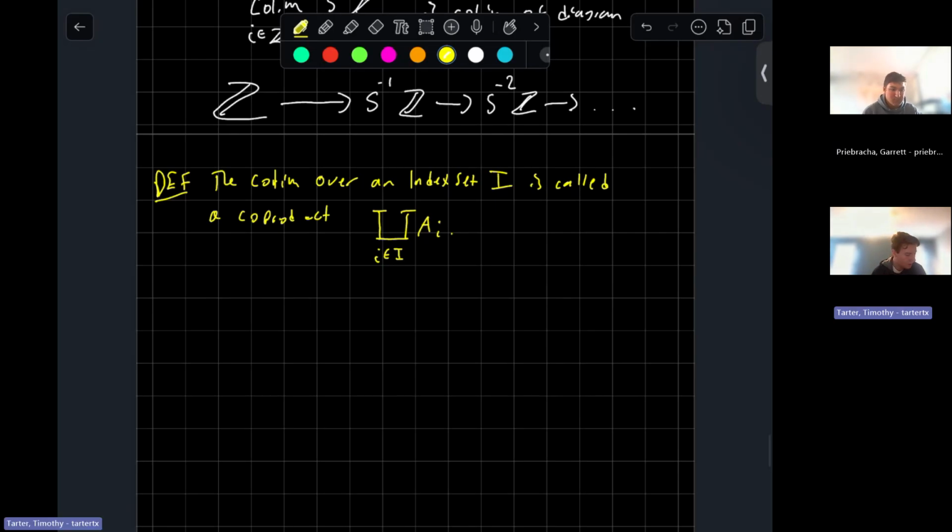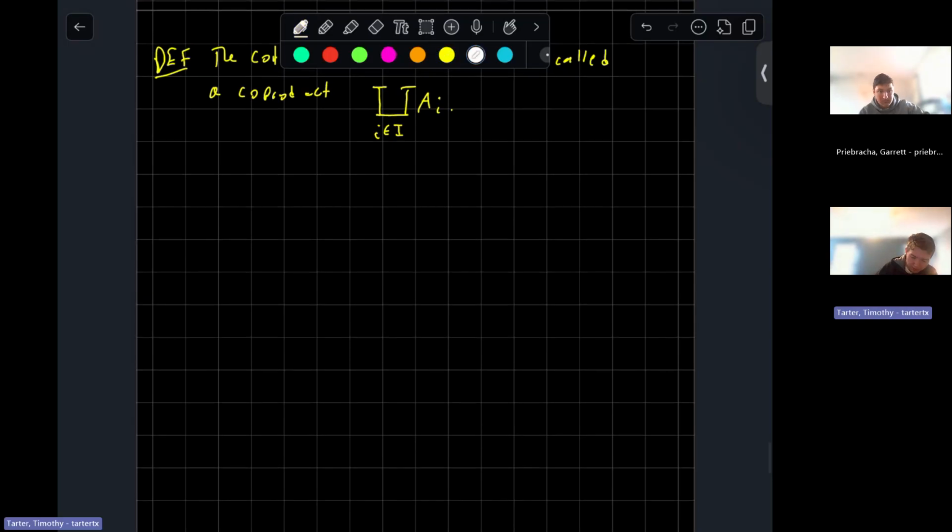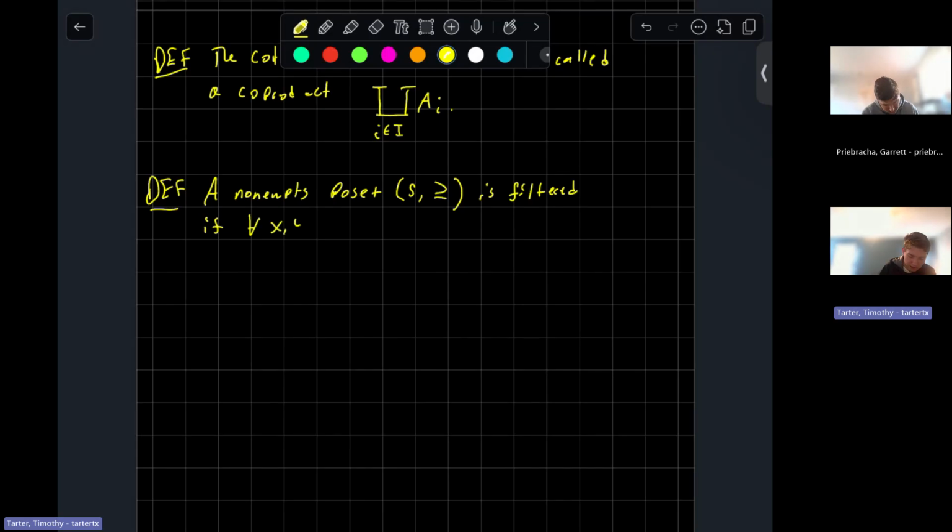Okay. So definition: a non-empty poset, we'll call it S with greater than, is filtered if for each X and Y in S there exists a Z such that X is greater than Z and Y is greater than Z.